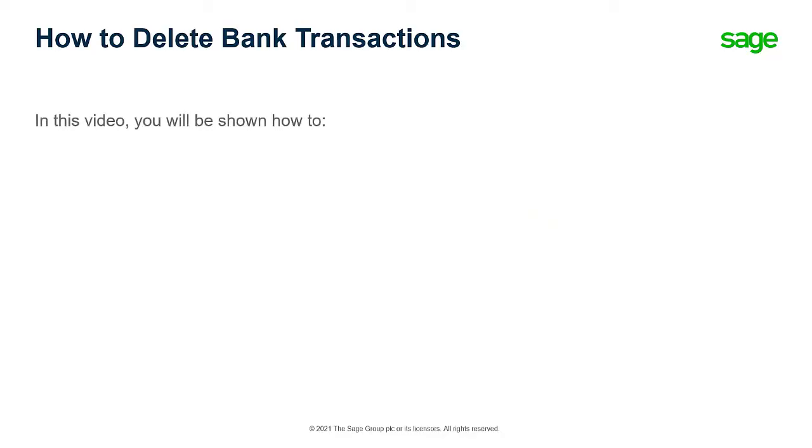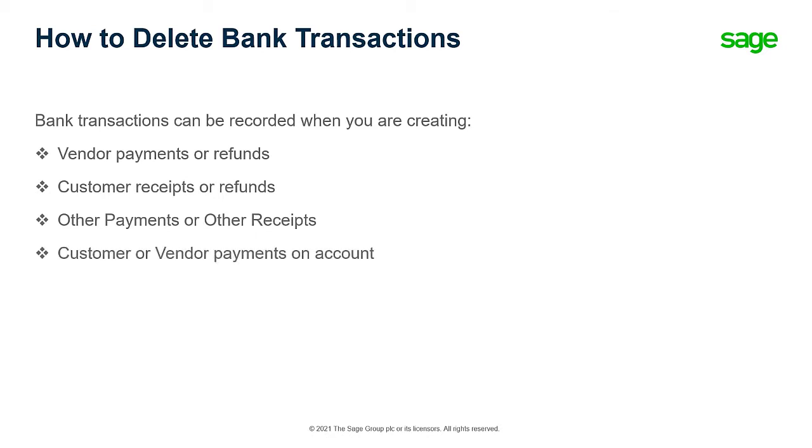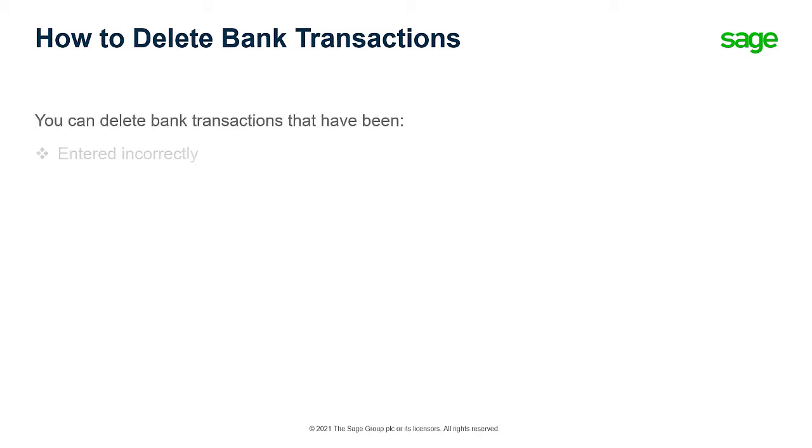Over the next few minutes, you'll learn how to delete or reverse any incorrect or duplicate bank transactions in Sage Business Cloud Accounting. In Sage Accounting, bank transactions can be recorded when you're creating vendor payments or refunds, customer receipts or refunds, other payments or other receipts, customer or vendor payments on account, and when you're transferring funds between bank accounts. You can delete bank transactions when they've been entered incorrectly, entered in duplicate, or imported in error.